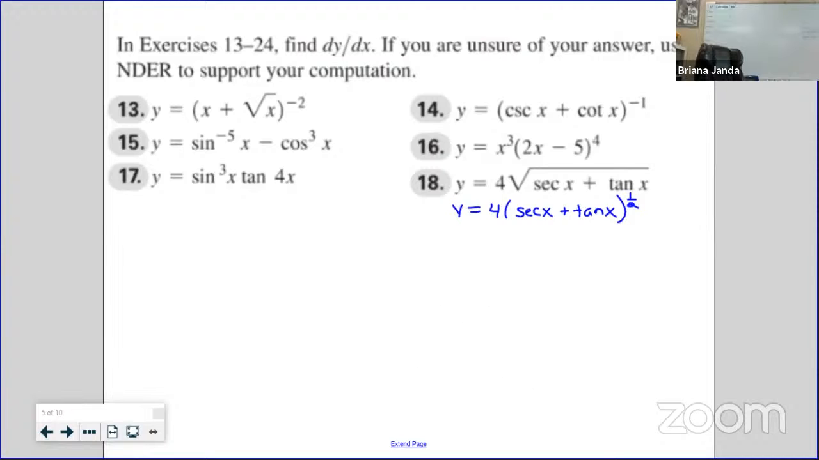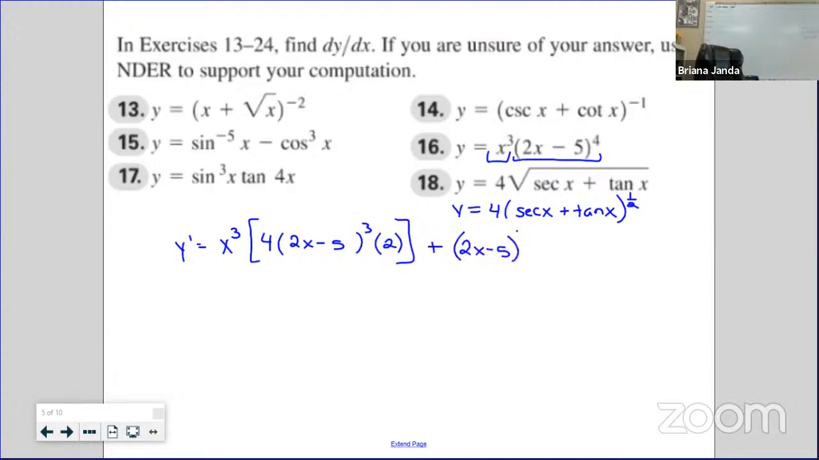16, product rule to start with. We've got a function times a function. So I would take the first times the derivative of the second, and the derivative of the second is where we start seeing that chain rule show up. So I would do the outer function, which is x to the fourth, 4x to the third, leave the inside alone, times the derivative of the inside, derivative of 2x minus 5 is 2, plus the second function, times the derivative of the first, which is power rule.